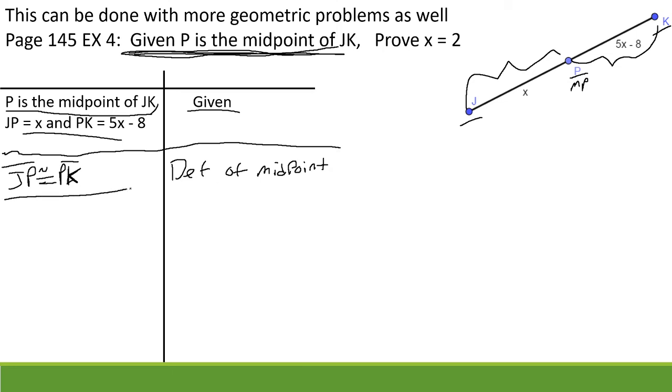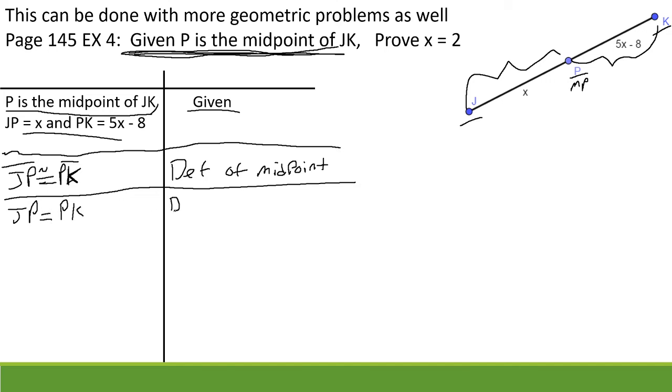Now, after this comes the common step of changing this from congruency to equality, because congruency, remember, means two figures are equal. Equality means two values are equal. And x and 5x minus 8 are value numbers. So what I'm going to do here is, again, this is usually how it goes. You say JP with no bar is equal to, not congruent to, PK. So all I do here is swap out the congruency for equality.